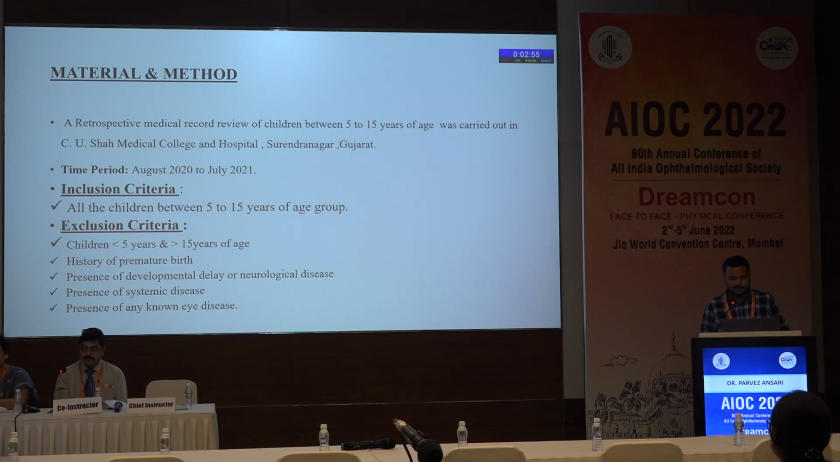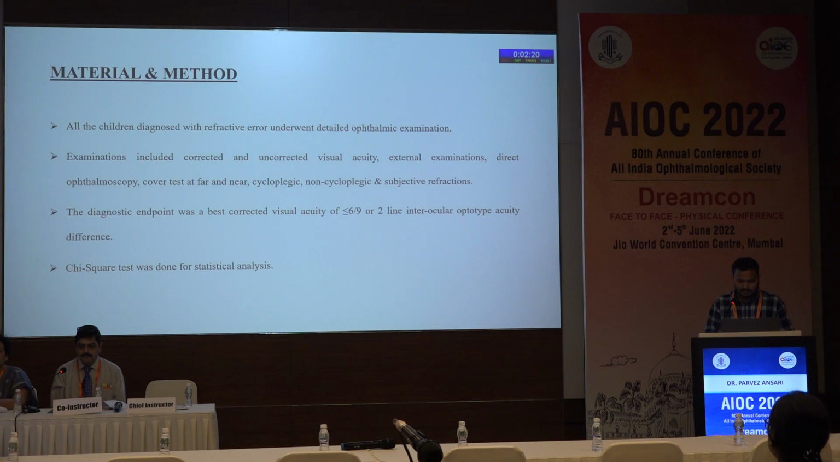Material and method. A retrospective medical record review of the children between 5 to 15 years of age was carried out in Shivsa Medical College and Hospital, Gujarat. Duration period from August 2020 to July 2021. Inclusion criteria are all the children between 5 to 15 years of age. Exclusion criteria are the children less than 5 years and greater than 15 years of age, history of premature birth, presence of developmental delay or neurological disease, presence of a systemic disease or any non-eye disease were excluded.